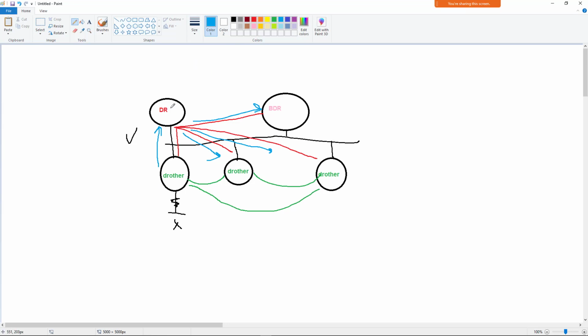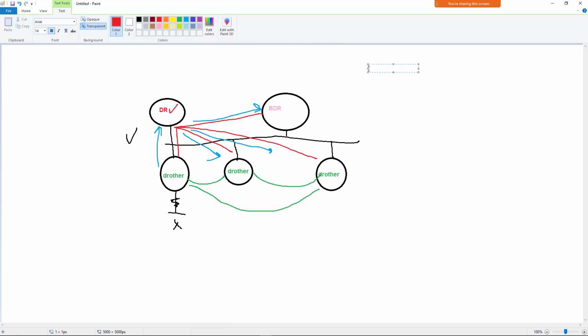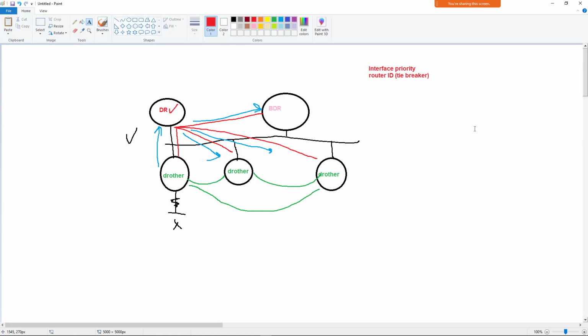But there's an election that's taking place here, right? There has to be a way that we're choosing this DR. We don't just randomly choose it. Well, it's based on two values. It's based on interface priority, or as the tiebreaker, router ID. And the reason I'm bringing this up is because they're specifically talking about this as part of the hello packet. The interface priority is a value that you set. And when I say interface, I mean literally a priority value that is set on this interface.